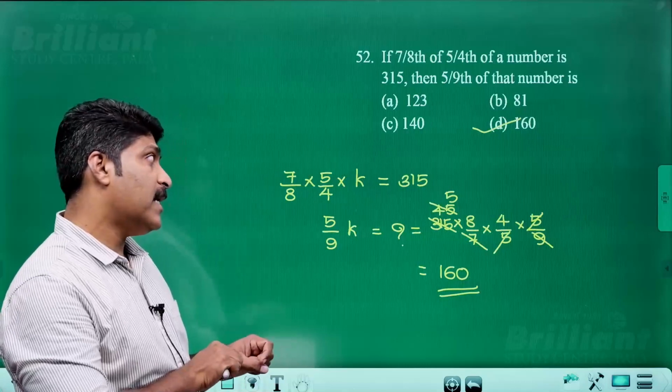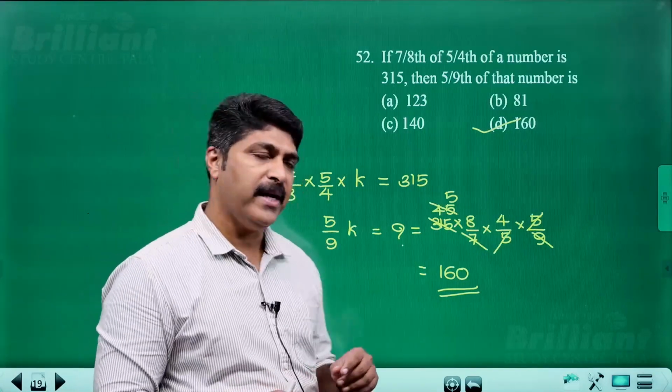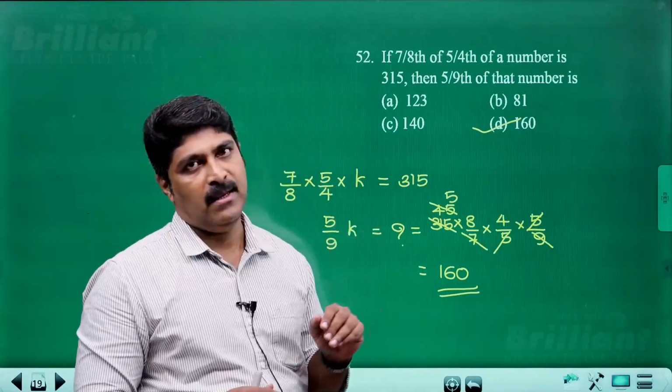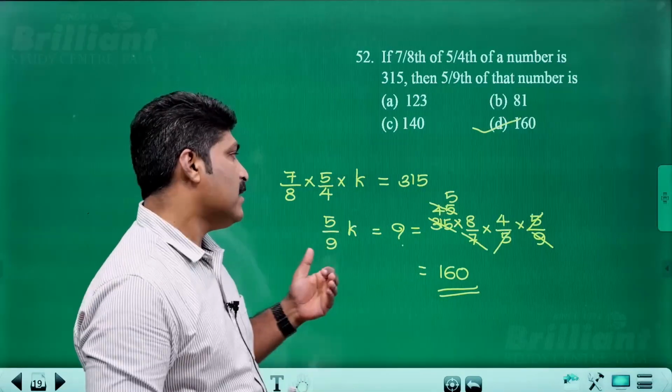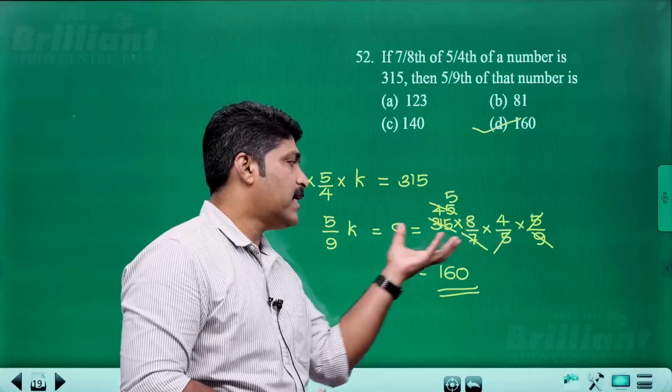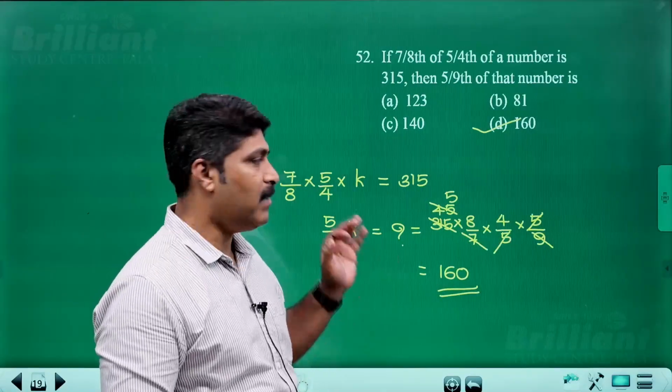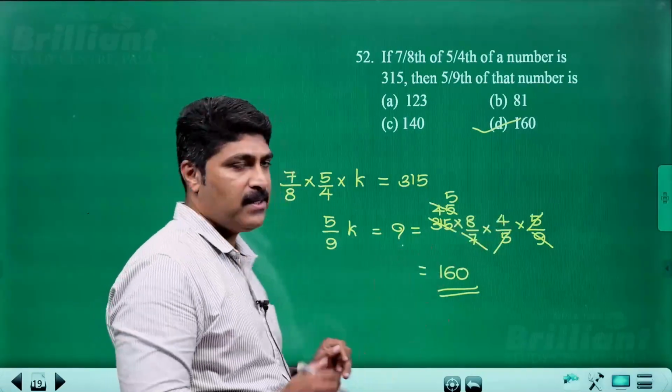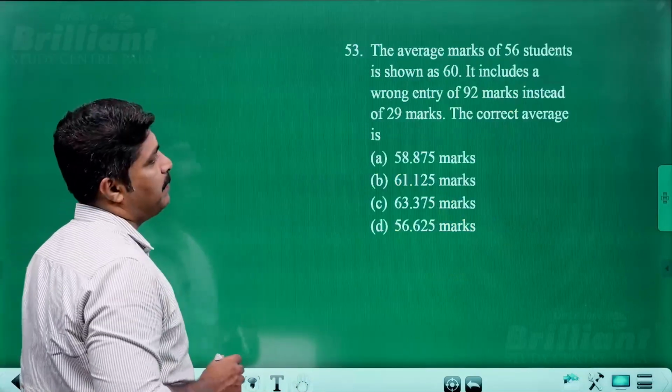Here the important understanding is that you don't need to find the value of k. Without finding the value of k, we can directly perform this type of chain operation. With the help of that chain operation, we can directly reach the conclusion. You can save your time.